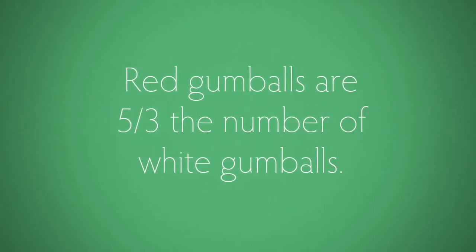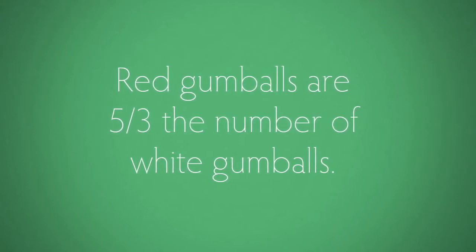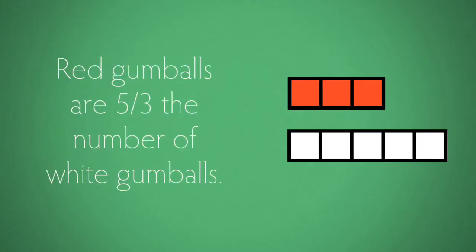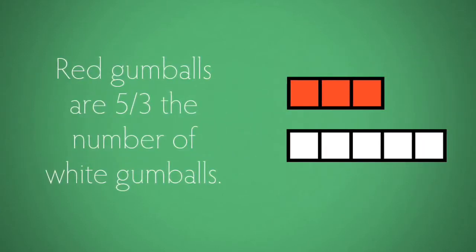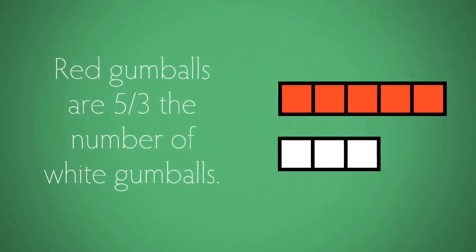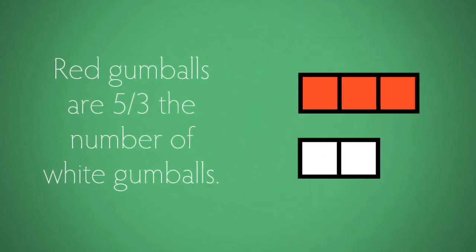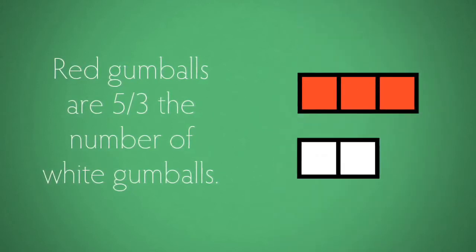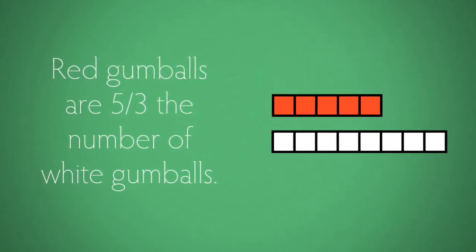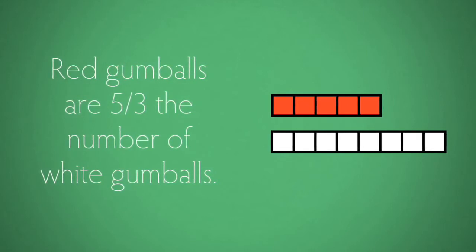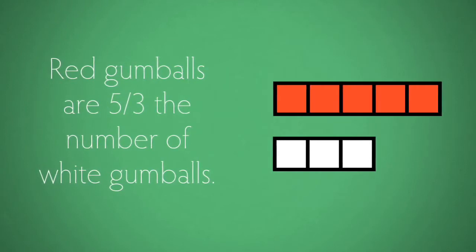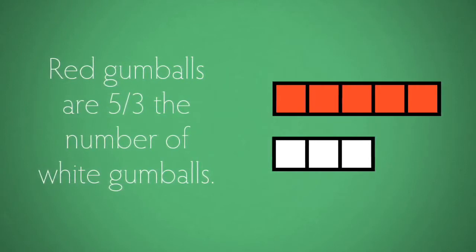Well, remember they're gumballs. We have red and white gumballs, and we're trying to find red gumballs being 5/3 of white gumballs. Let me show you some illustrations. Does this illustration correctly show red being 5/3 of the white? Or is it this illustration that shows 5/3 red of white? Or red gumballs being 5/3 of the number of white gumballs is shown here? Or is it possible that it's shown here? Red gumballs being 5/3 the number of white gumballs. No, it was the second illustration which was correctly showing red gumballs being 5/3 the number of white gumballs.